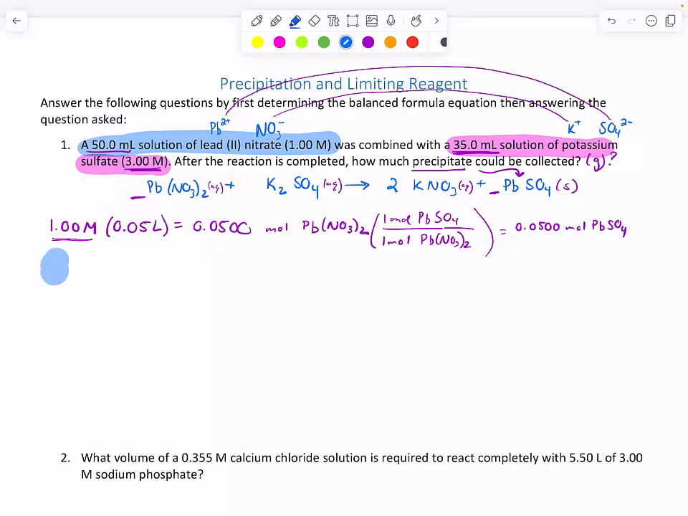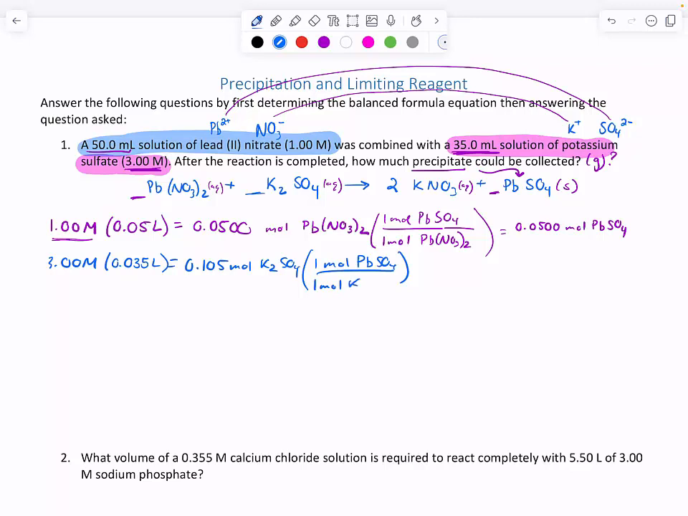All right, I'm going to do that down here. So I've got 3.00 molar of that solution times my volume. I'm converting that to liters, and that is going to give me 0.105 moles of potassium sulfate. And once again, I need to do my molar ratio. Why am I doing this? Well, in this case, it doesn't matter because they're all 1 to 1. But if it's ever not 1 to 1, like we're going to see below, that could make it so what you thought was the lower number is actually going to be the higher number because of the molar ratio.